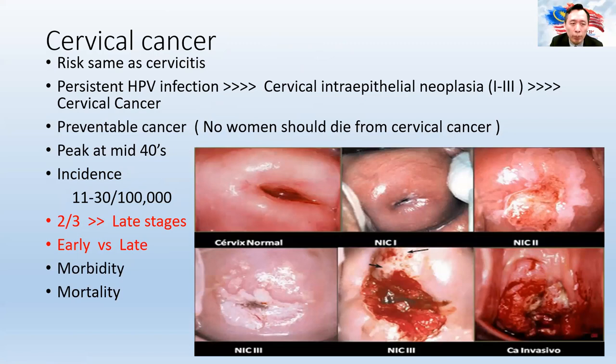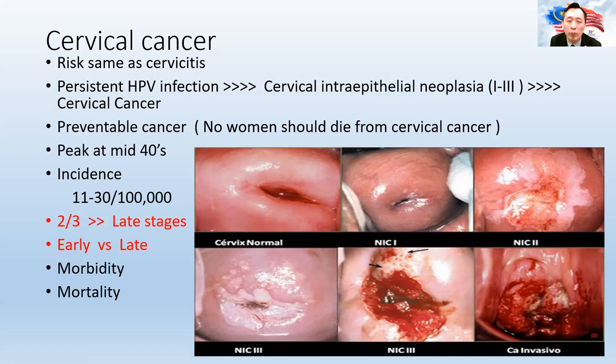And this infection causes the cervical transformation zone cells to transform because they are active. Once they're infected, the infection persists, then they cause cervical intraepithelial neoplasia, or lesion. These are precancerous lesions. If they are left alone, in about 5 to 10 years' time, they become cancer.